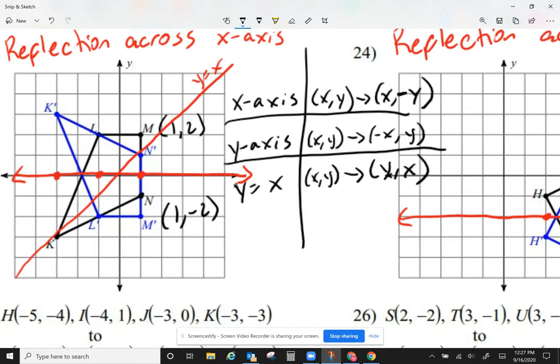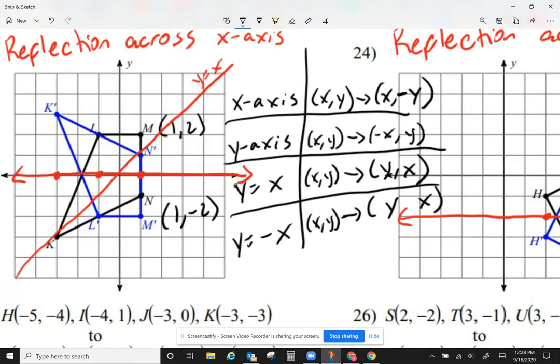My other case that you guys are going to see is when I reflect across the line y equals negative x. My x, y values are going to flip, but also I'm going to switch the signs on both. When I use numbers only, so I'm looking at 25 through 28 on these notes, I'm going to use one of these four cases.